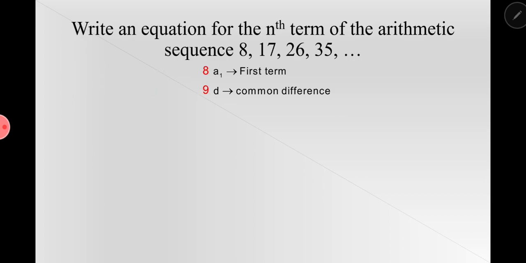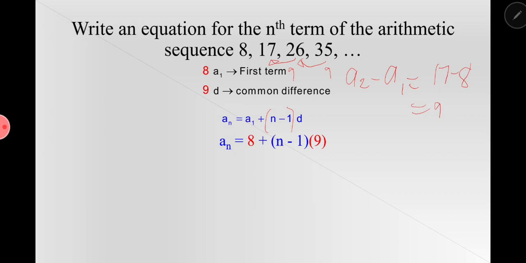Paano nakuha si common difference again? So, we have second term minus first term, we have 17 minus 8. So, 17 minus 8 is equal to 9. Again, 26 minus 17, we have 9. 35 minus 26, we have 9. So, kailangan ma-check natin kung arithmetic sequence nga ba sila. So, by the formula, a sub n is equal to a sub 1 plus n minus 1 times d, we have 8 plus n minus 1 times d.